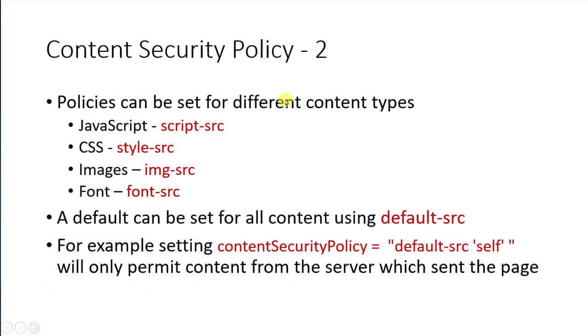The policies can be set for different content types. We can have JavaScript policies using script source, CSS using style source, images with image source or img source, and fonts with font source. There's also a default which can be set for all content types, just the default source tag. This is the current default content security policy set in our application. So it's set to default source self, which means that it will only accept content from our web server. We can't link content from external sites, which is what we're trying to do.